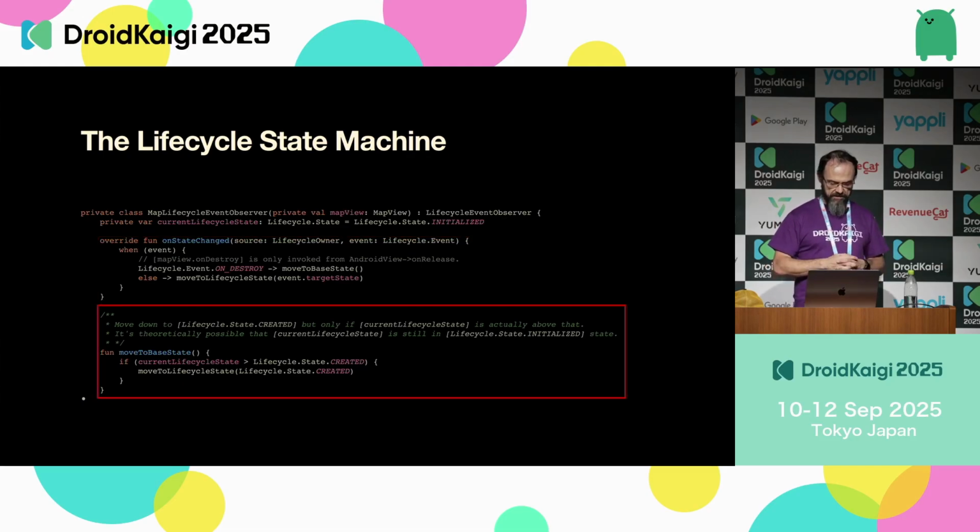moveToBaseState is simple. If the current lifecycle state is bigger than Lifecycle.State.CREATED, we just move into Lifecycle.State.CREATED. This is, by the way, an enumeration that we can access if we open this class.